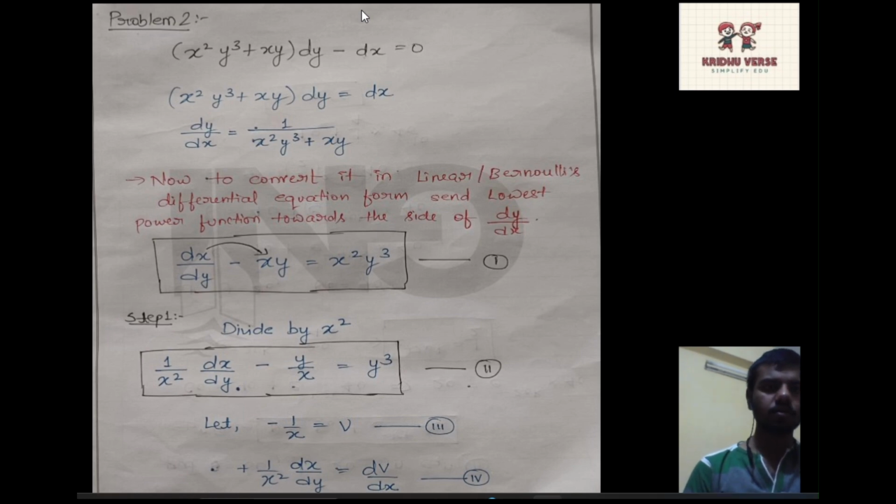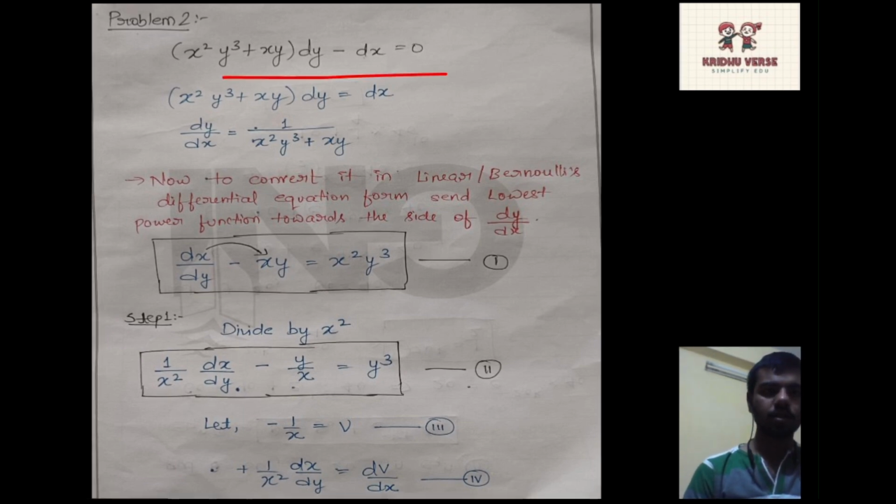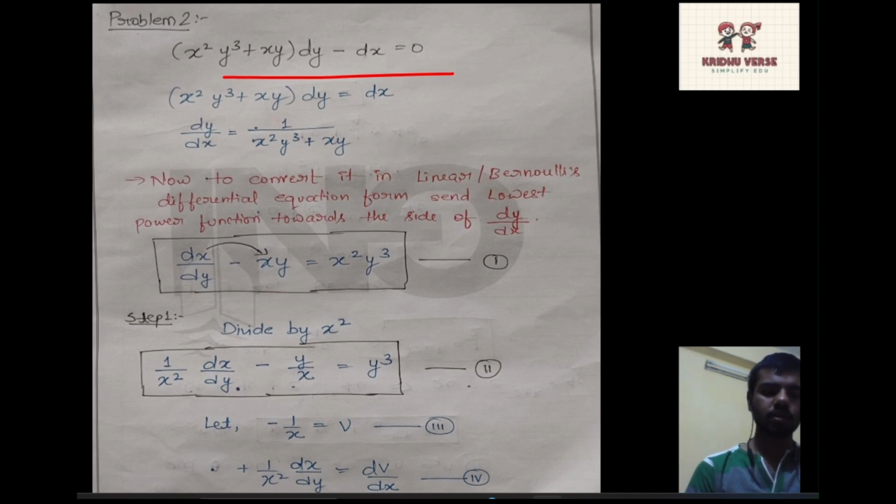So this is problem number 2, by the way. The first problem I kept in the previous video only. You can go and check there. The second problem we have taken is (x square y cube plus xy) dy minus dx equal to 0. Here if you observe, this is neither in linear differential equation form nor can you understand anything. Because here we have taken x square y cube plus xy in a bracket, multiplied by dy, minus dx equal to 0. So the first step is to move this dx to the other side.